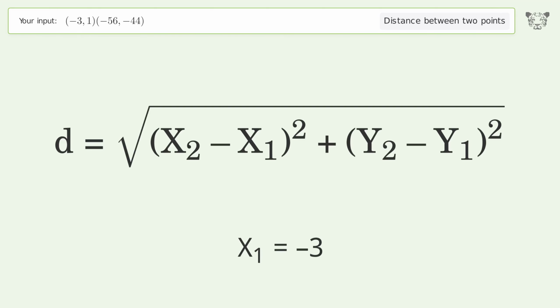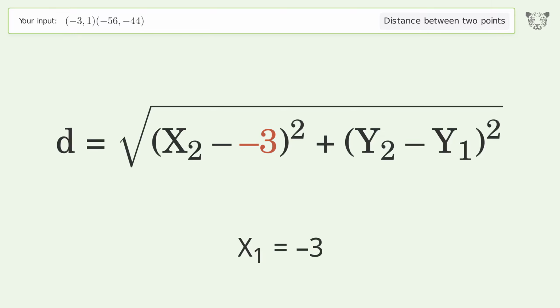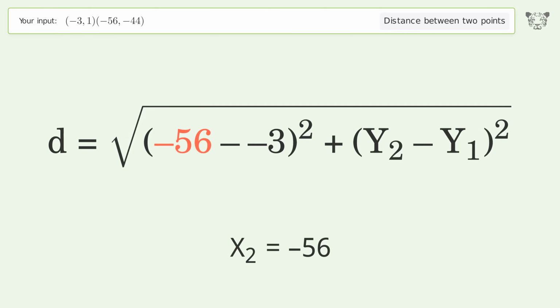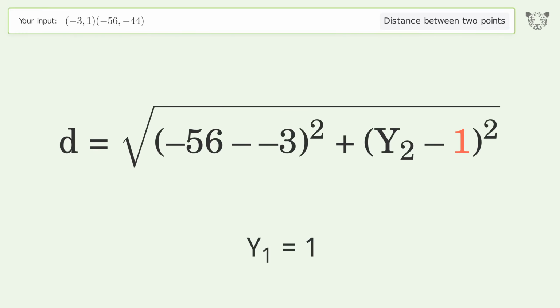x1 equals -3. x2 equals -56. y1 equals 1. y2 equals -44.